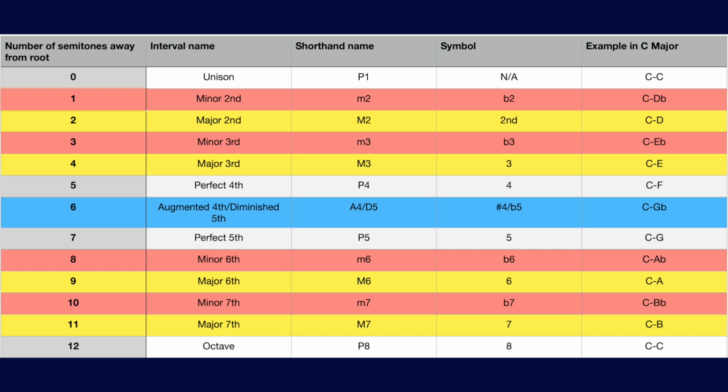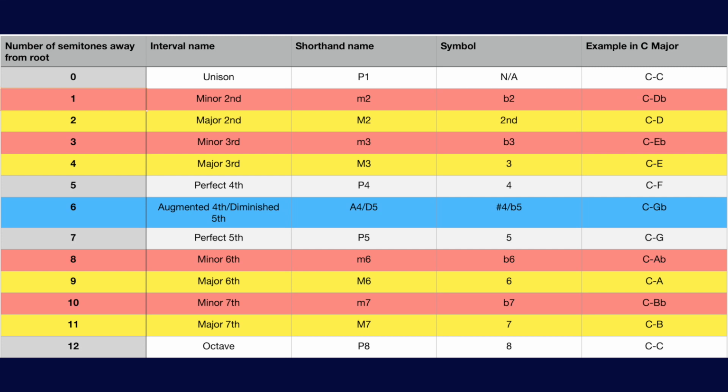Now I've added some colour to that table to help you see the similar intervals by quality, or category I should say. So white being the perfect intervals, so unison, perfect fourth, perfect fifth, and octave. The minor intervals being in that horrible pinkish colour. I wouldn't paint a room with that colour. Minor second, minor third, minor six, minor seven.